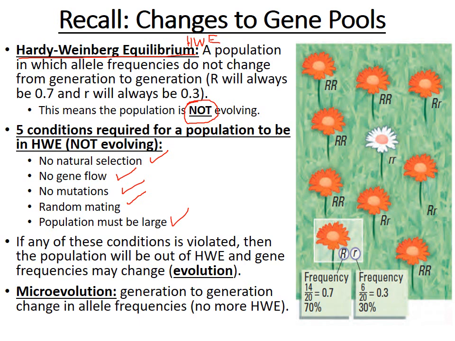So if any of these conditions are not met, then it's possible that your allele frequencies will change, and as a result, you will not be in Hardy-Weinberg equilibrium, and your population may be evolving. In other words, microevolution.